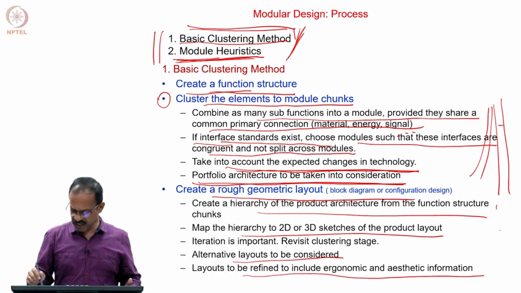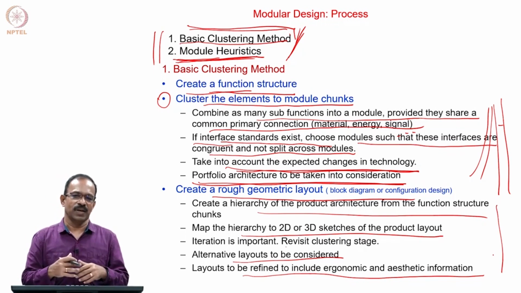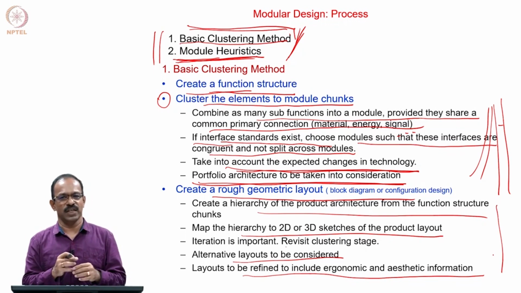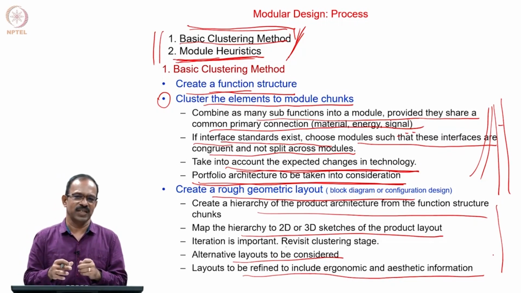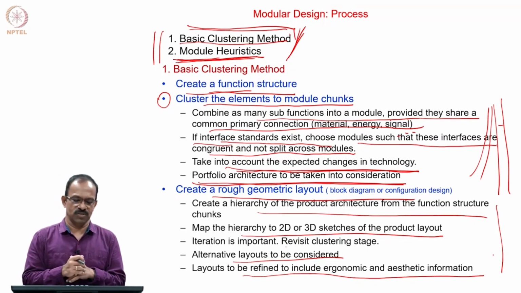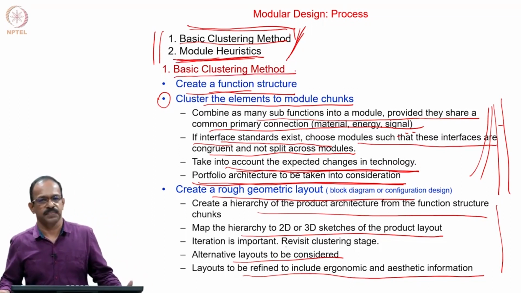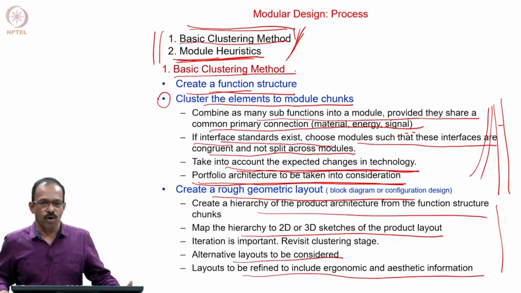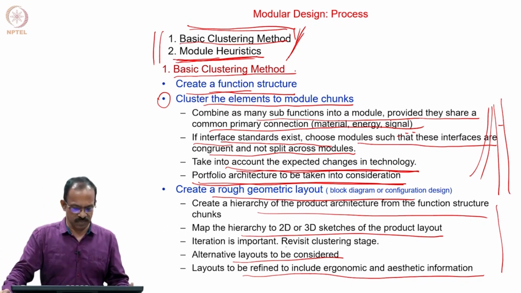So, that is the stage where you identify these modules and then give them some shape, create 2D and 3D models, and see whether that matches the requirement or your expectation, revisit it and refine it as necessary, and then complete the architecture. So, that is the first method, the basic clustering method. Hope you understood this, and let us take a very simple example and see how to do the basic clustering method.